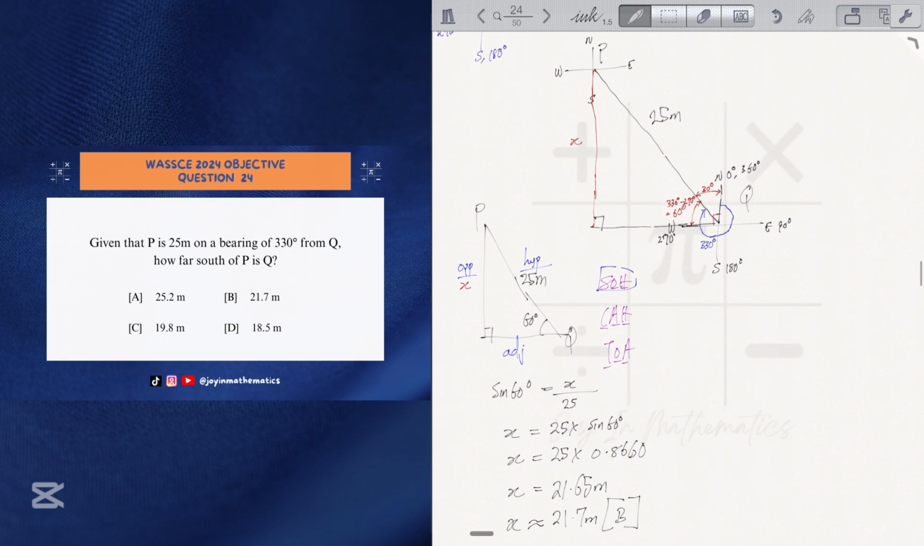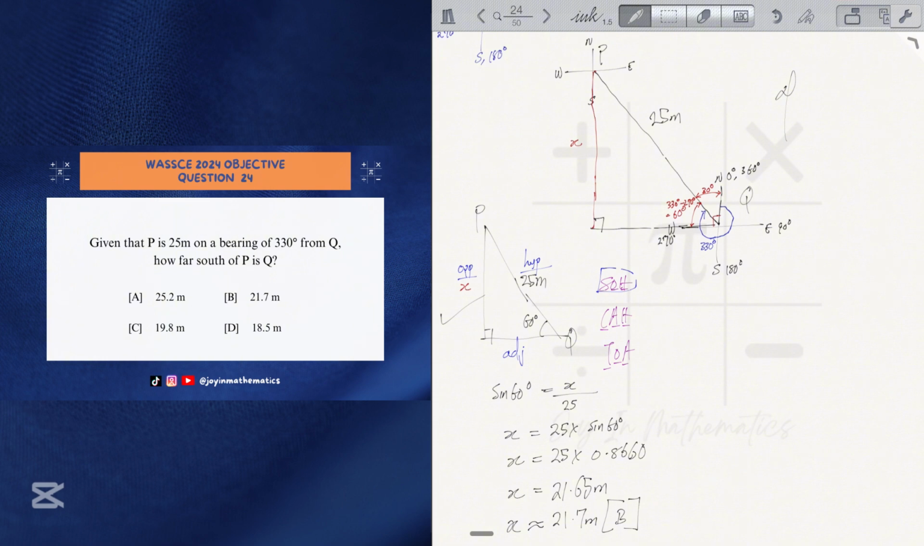Now you can see we started from the old diagram, we reduced it to a right angle triangle, and we evaluated the value of X using trigonometric ratios.